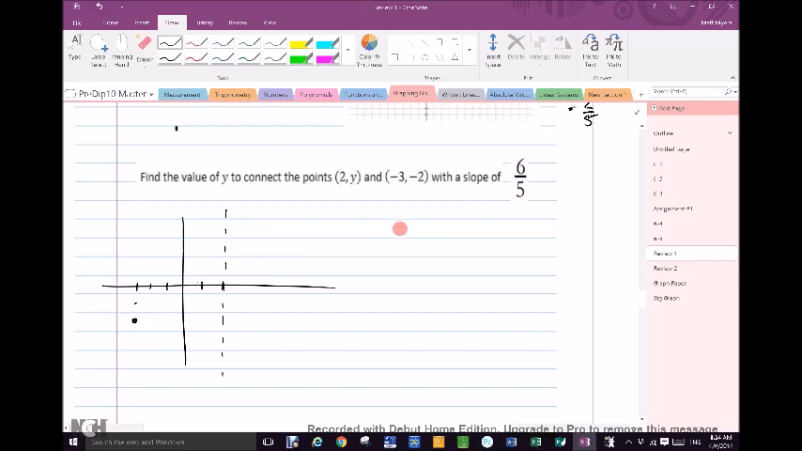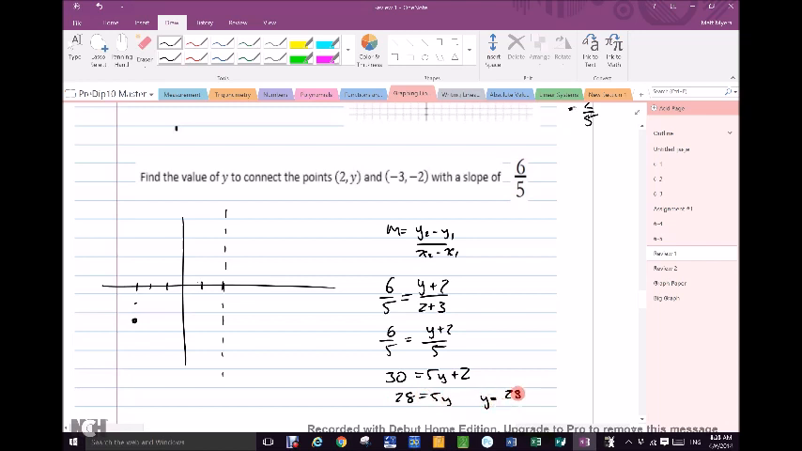The other option is slope equals y2 minus y1 over x2 minus x1. Slope is 6 over 5. So y plus 2 over 2 plus 3. 6/5 equals y plus 2 over 5. 30 equals 5y plus 2. 28 equals 5y. y equals 28 over 5.